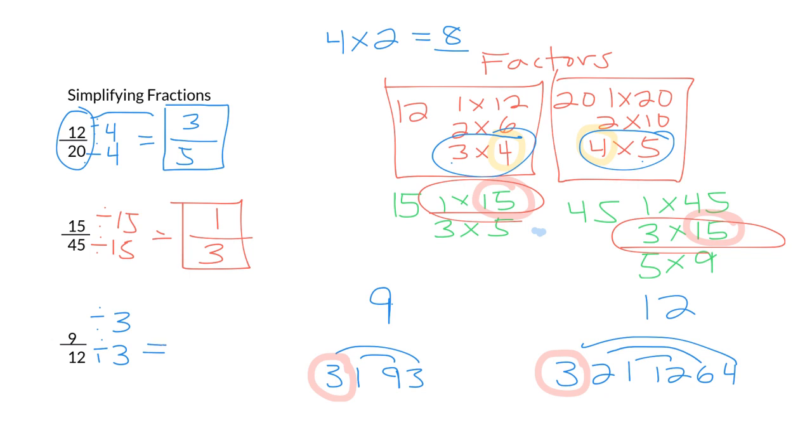So 9 divided by 3 is 3. And I can see that right here too, because 3 times 3 equals 9. And 12 divided by 3, oh look, 3 and 4. And that is our simplified fraction.